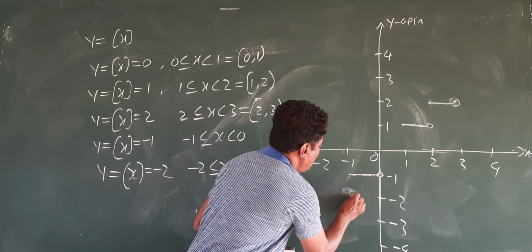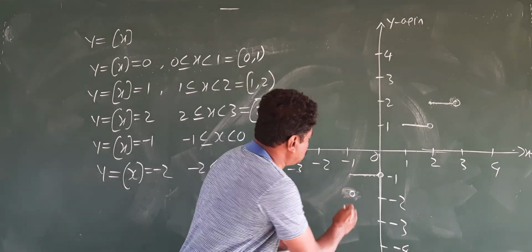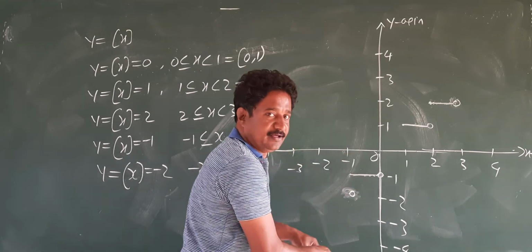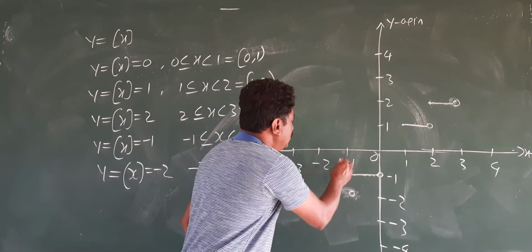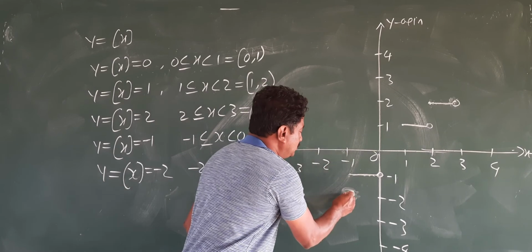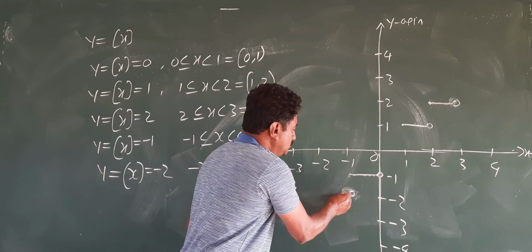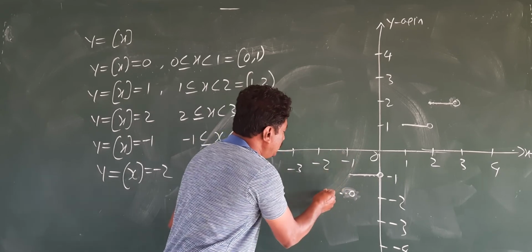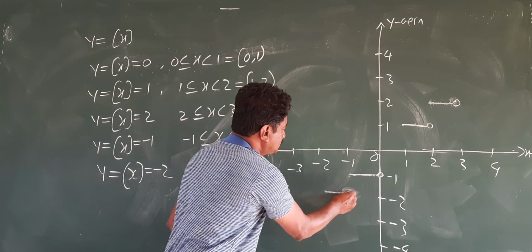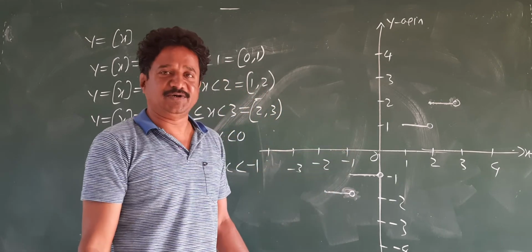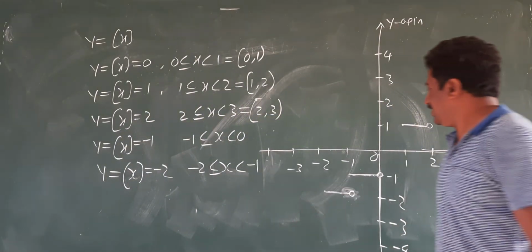Small gap. If x is -1.1, y is -2. Next to it there is a curve; next to -1 the curve starts. If x is -1.2, y is -2. If x is -1.5, y is -2. Write -2. If x is -2, y is -2. I hope you got it, students. This is called the greatest integer function and it looks like steps.